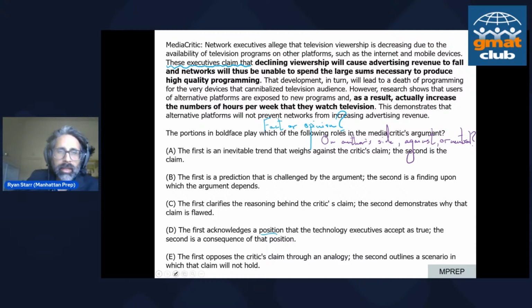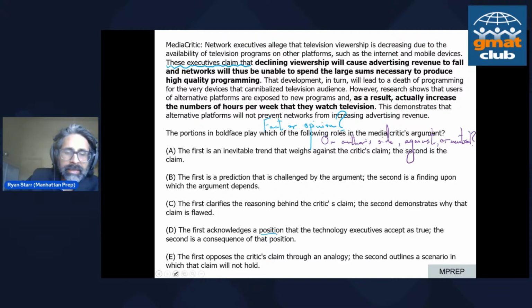Where is the author's conclusion here? Which sentence is the author's conclusion? Can you pick it out? Tell me in the chat window if you can spot it. The media critic's conclusion. Bhavana says the last line. And yeah, can't argue with that. It's absolutely the last line.